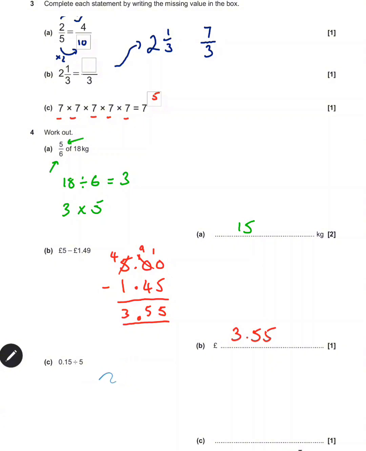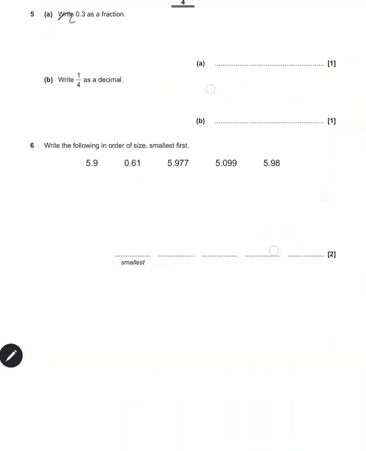So there's several ways to do this. I'm going to use a bus stop division. How many 5s into 0.15? 5s into 0 is 0. The decimals will line up. 5s into 1 is 0, remainder 1. And then 5s into 15 is 3. The answer is 0.03.